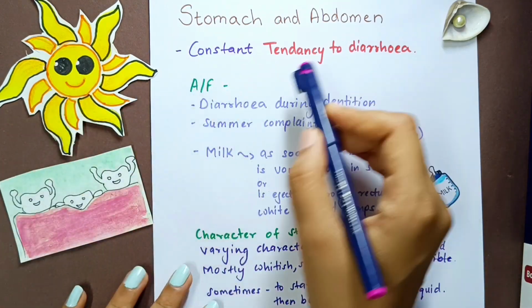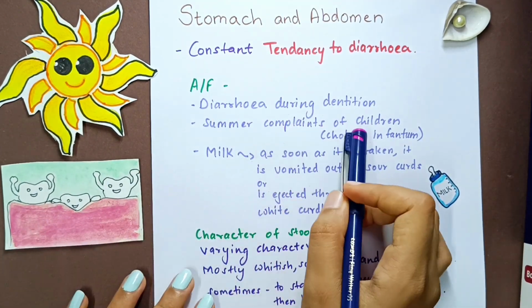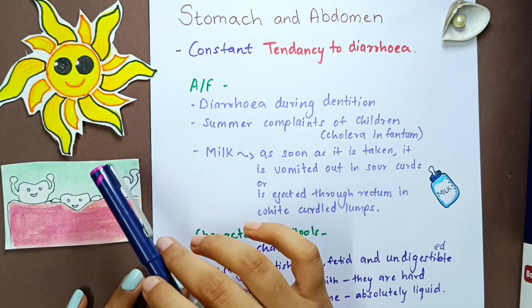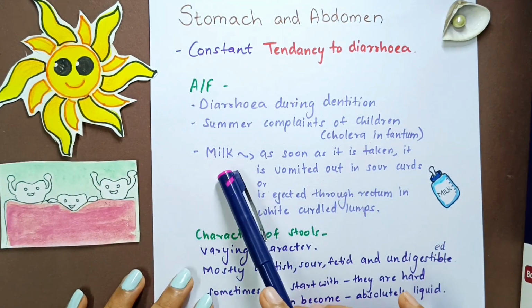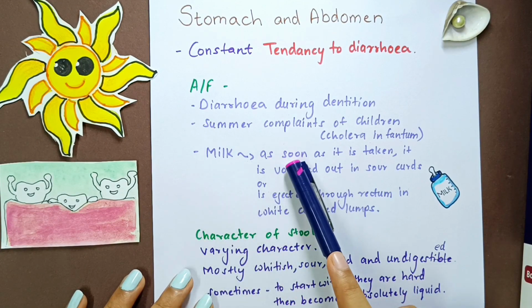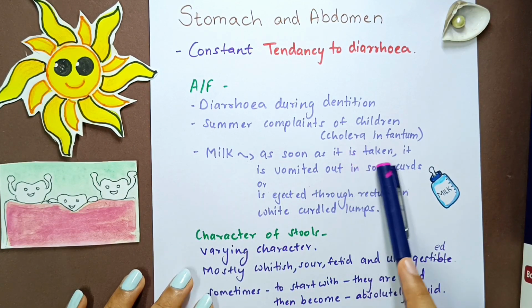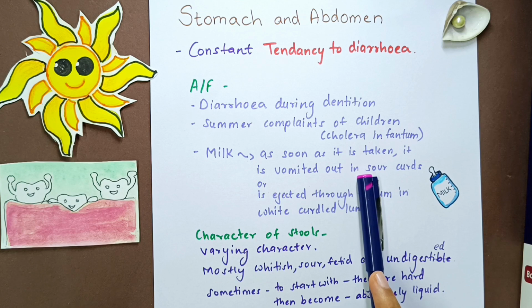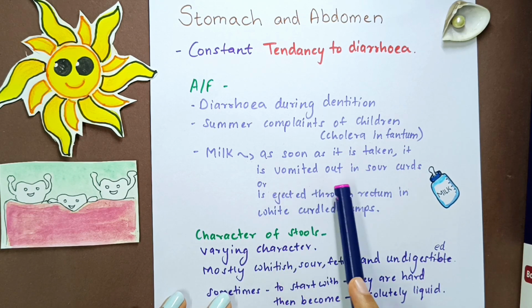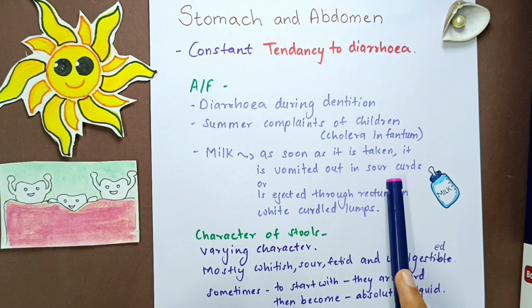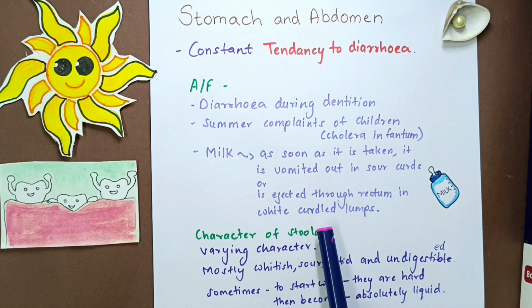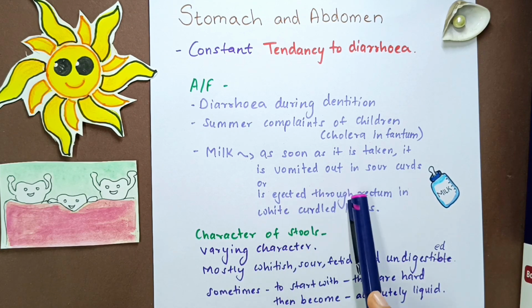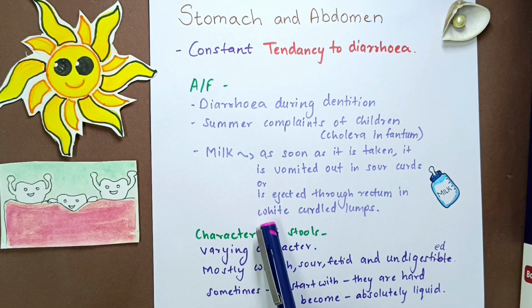In the same way, over here also there are summer complaints of children. They get diarrhea in summer. They get diarrhea during dentition, and they get diarrhea from milk. As soon as the milk is drunk by the children, it is vomited out in sour curds, or it is ejected through the rectum in white curdled lumps. So this is diarrhea. It will come out in the same undigested form, that is, white curdled lumps.